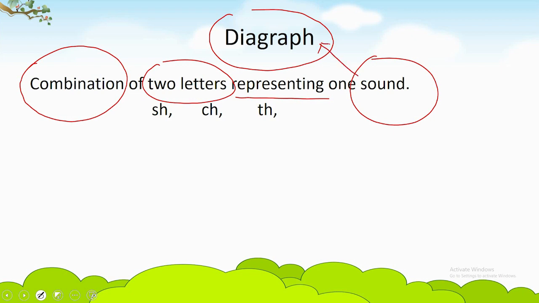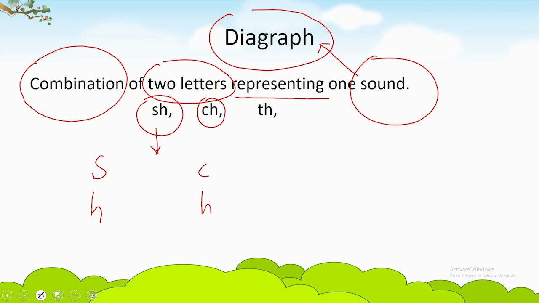For example, there are two letters, S and H. S sounds for S, and H sounds for H. But when the two letters combine together, they form the sound of sh. These are called digraphs.